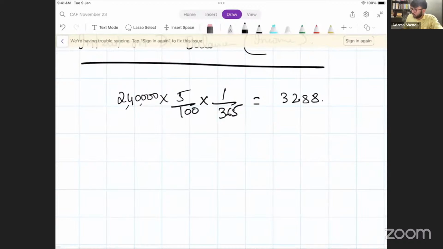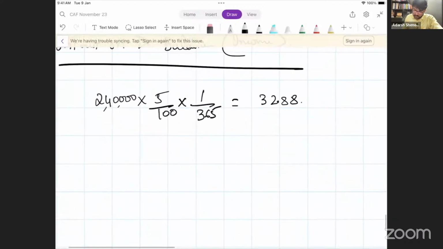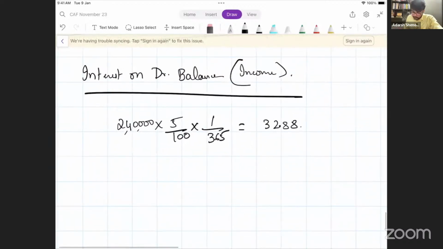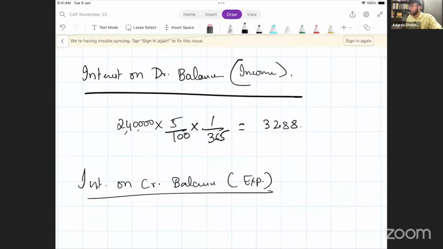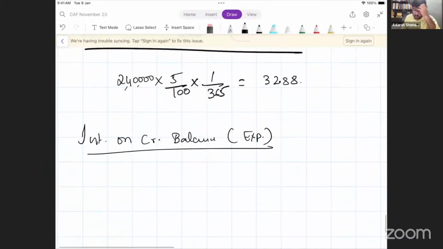32.88. Don't round this off to the nearest whole number. Keep this like this only. The final answer is to be rounded off. Okay. So interest on credit balance. So this is interest on liability. So it's an expense for us. Interest on credit balance is an expense for us.